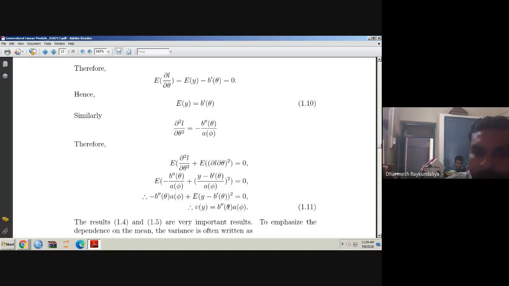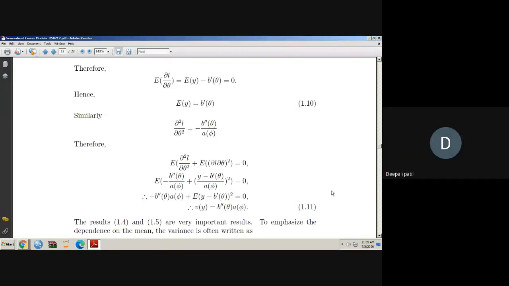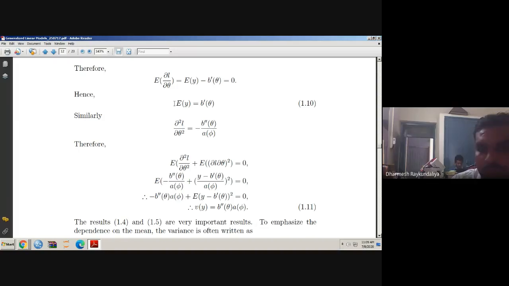Theta. So the mean is b dash theta, and the variance is b double dash theta into a phi, plus expected value minus theta whole square. So this is the mean and this is the variance.